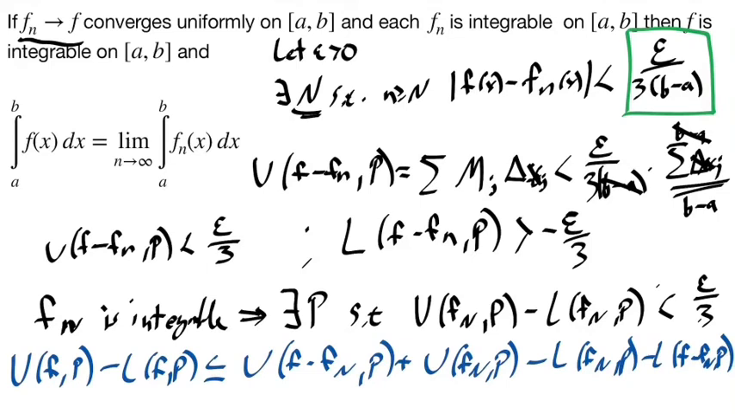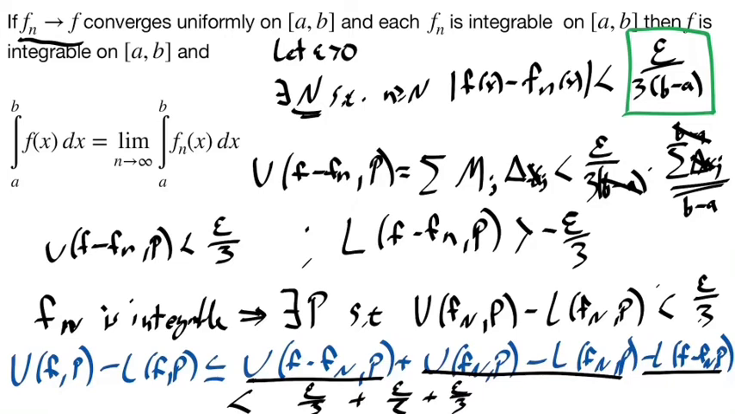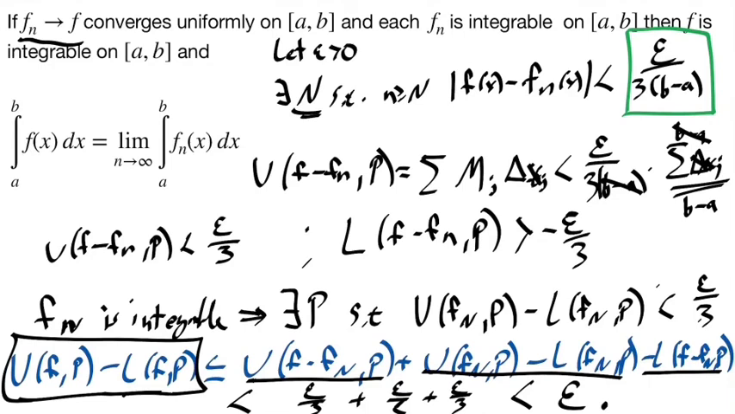And now let's look at these estimates. Well, what I know is that this is less than epsilon over 3. And then these two right here, these two middle terms, are less than epsilon over 3. And then minus this was bigger than negative epsilon over 3, so that's less than epsilon over 3. So when I add them all together, I get that it's less than epsilon. So this shows that f must be integrable because I was able to take the U's and L's and connect them.